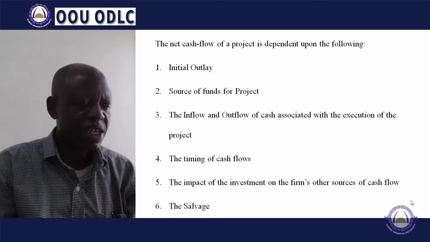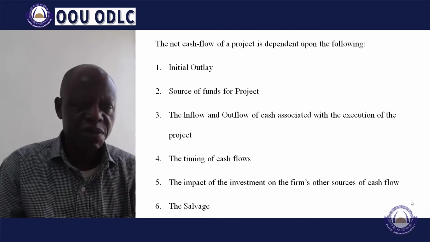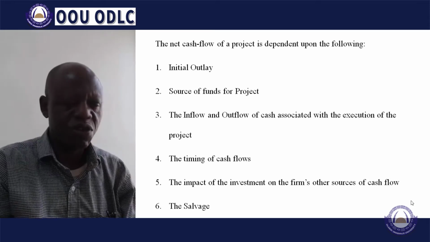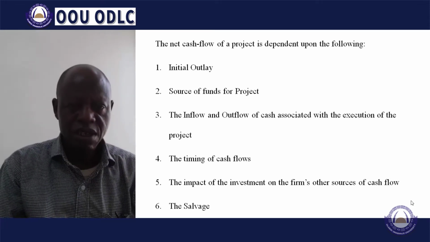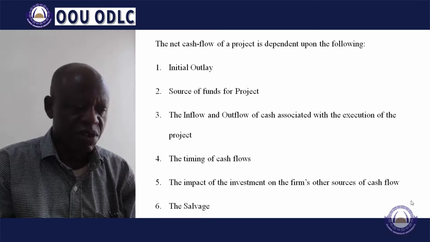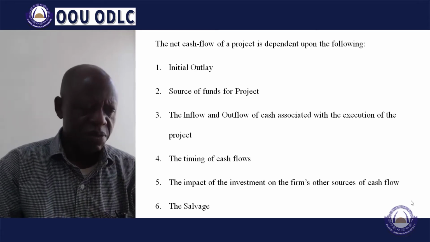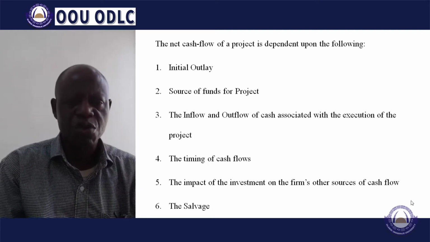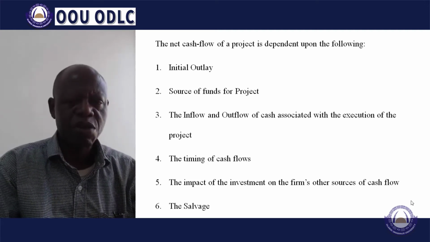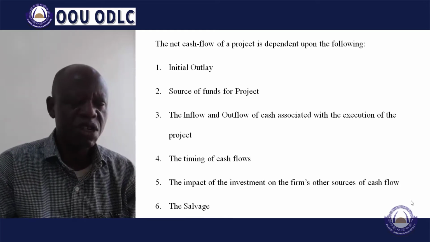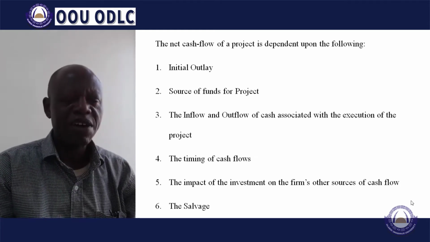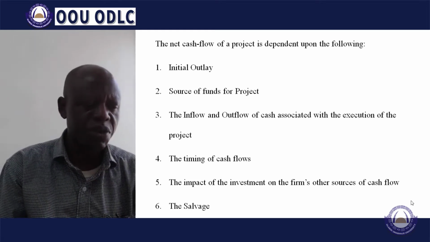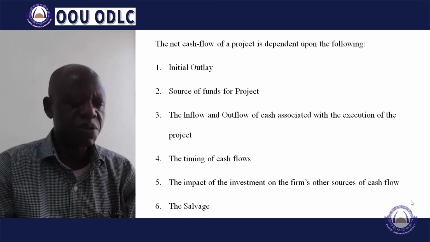Next to that is the sources of funds for the projects. Once we decide to accept a project, there will be need for us to source for fund. That is the financing of the project itself. The financing of the project by the project proposer will be either from within or from without. What I mean is that he's either using his own capital or he's using outside, external capital. That means fund that is borrowed from creditors.